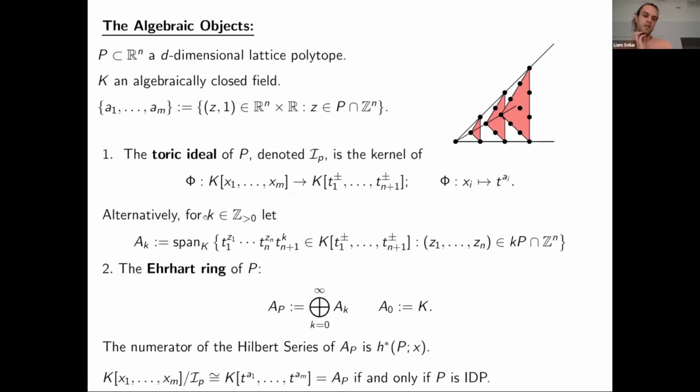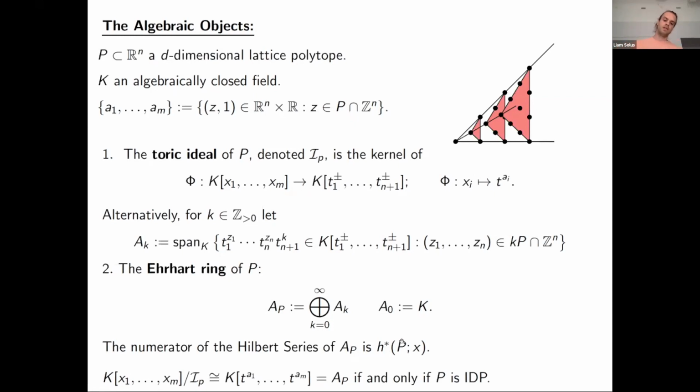So here we start by, for every positive integer k, constructing a vector space that is the span over a family of Laurent monomials, one Laurent monomial for every lattice point in the kth dilate of our polytope. In particular, the first n terms are used to encode the lattice point and its coordinates, and the last term is used to encode which dilate it lives in. So by taking the direct sum of these, we produce the Ehrhart ring. And naturally, if we think about the previous definition of our H star polynomial, we see that the numerator of the Hilbert series of this ring is that H star polynomial.